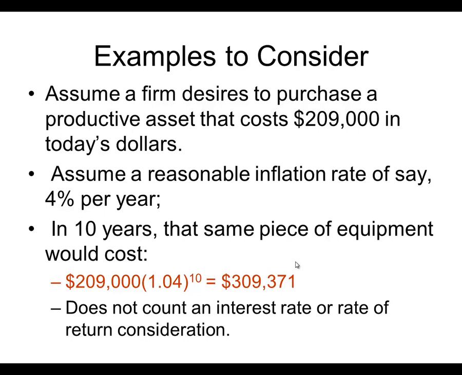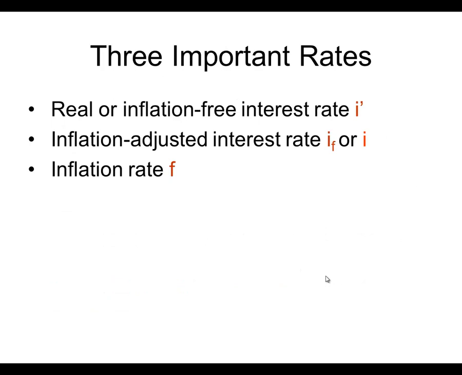This example does not consider the time value of money. Actually, a proper engineering economy analysis should consider both inflation and the time value of money. To consider both, we need to include three important rates: the real or inflation-free interest rate, which we can notate as i prime, the inflation-adjusted rate or i_f, and the inflation rate.